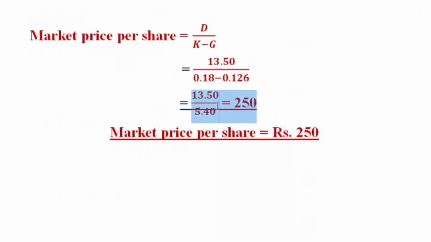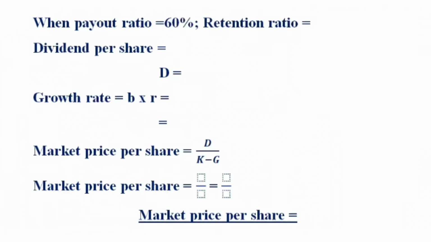So for the remaining two payout ratios, we have to find out the market prices. Then only we can prove that if it is a normal firm, there will be no changes in the market prices. Whatever the declaration of the payout ratio, you will derive the same market price per share. So, payout ratio of 60%.